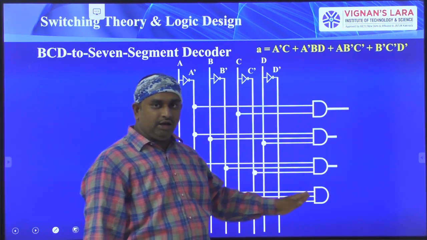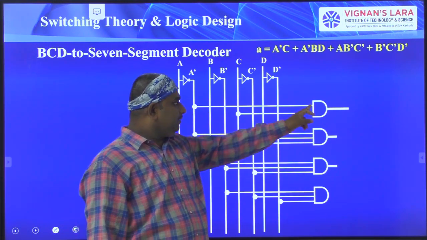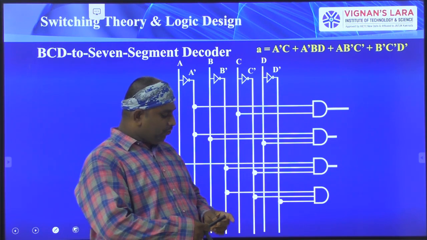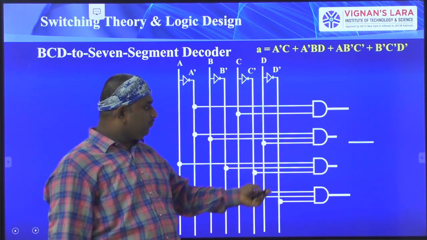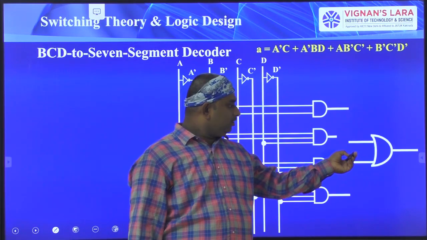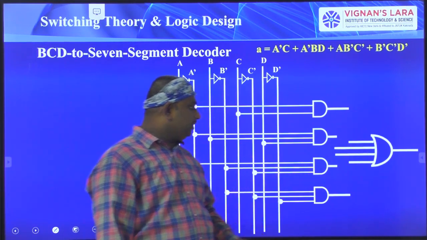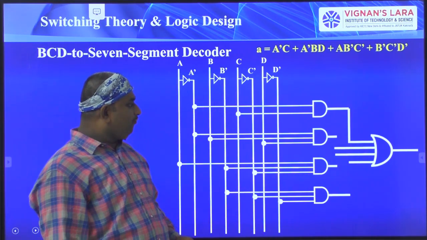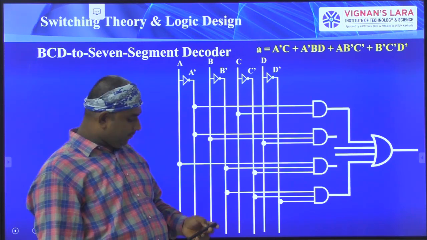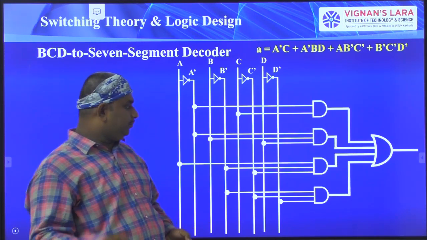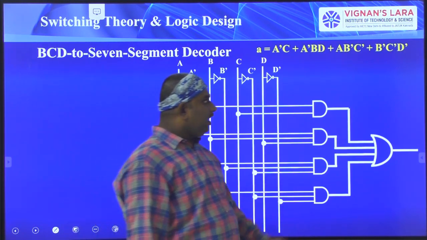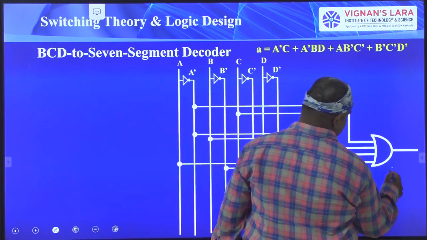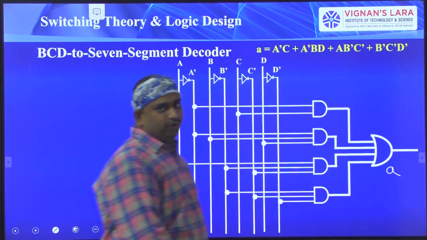These three AND gates consist of three inputs. This AND gate has only 2 inputs. Next here we have totally 4 outputs. These 4 outputs we have to connect to this OR gate. So this OR gate consists of 4 inputs. Those 4 inputs are connected to this OR gate and this is the finalized A output.